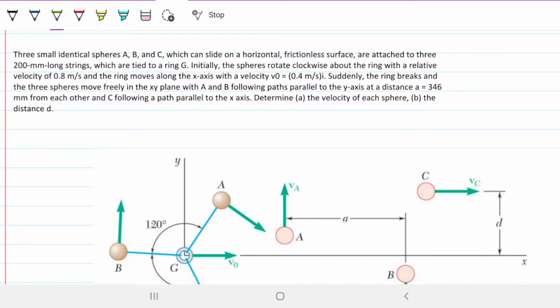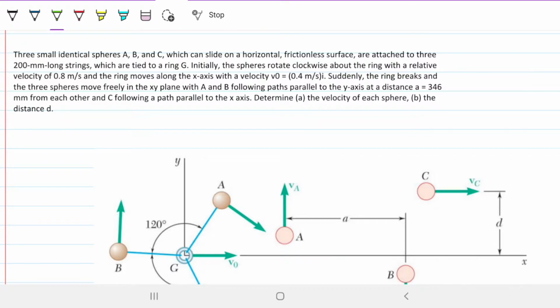Three small identical spheres A, B, and C, which can slide on a horizontal frictionless surface, are attached to three 200 mm long strings, which are tied to a ring G. Initially, the spheres rotate clockwise about the ring with a relative velocity of 0.8 meters per second, and the ring moves along the x-axis with a velocity of 0.4 meters per second. Suddenly, the ring breaks and the three spheres move freely in the xy plane, with A and B following paths parallel to the y-axis at a distance of 346 mm from each other, and C following a path parallel to the x-axis. We are to determine the velocity of each sphere and the distance d.